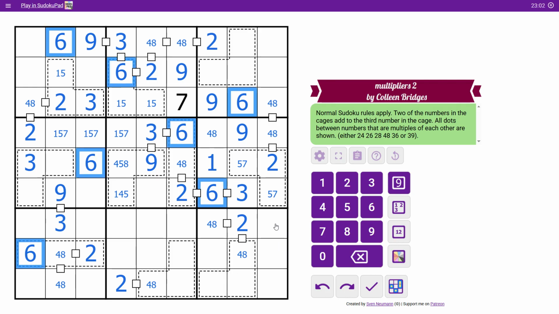6 has to go there or there. Can't go next to the 2, so that's got to be a 6. That tells us that that has to be a 6. And that's all of the 6s. Yep. Now what?